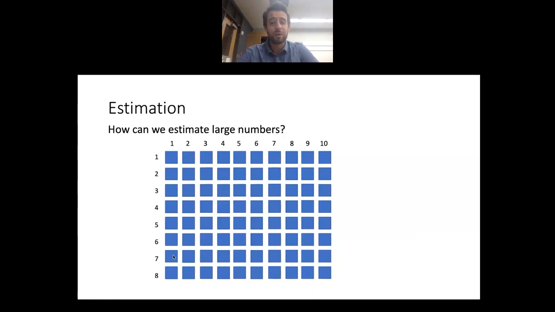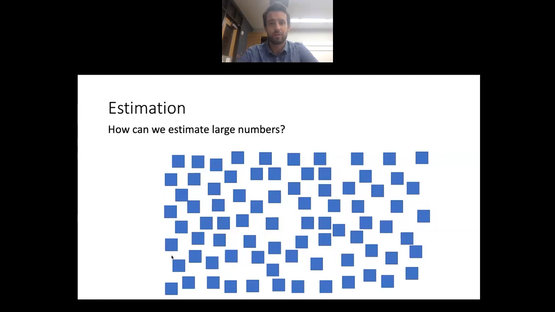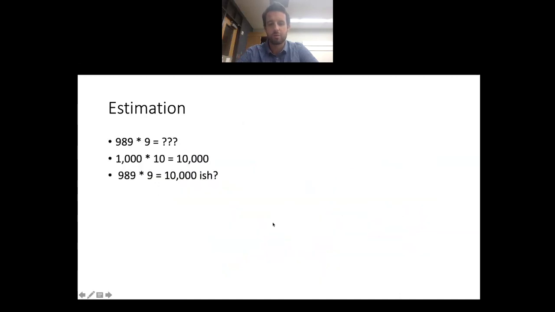Not every estimation problem will look nicely like this. Sometimes there'll be a bunch, kind of a mess. And in this case, again, if you count, you can see it's 10 over, 8 down, and you can still kind of estimate this to be about 80.